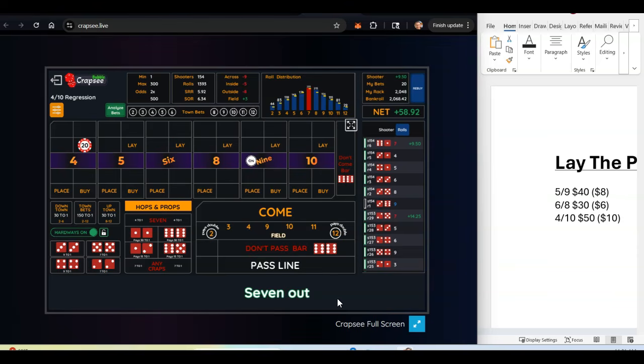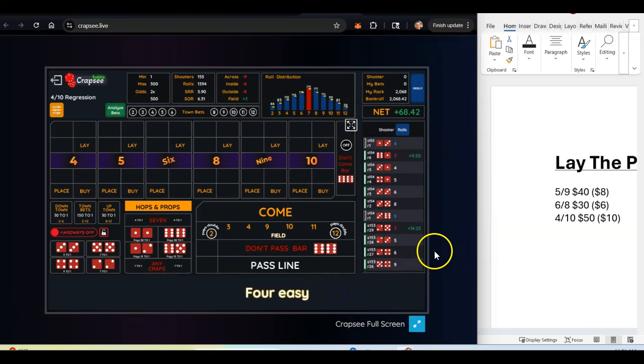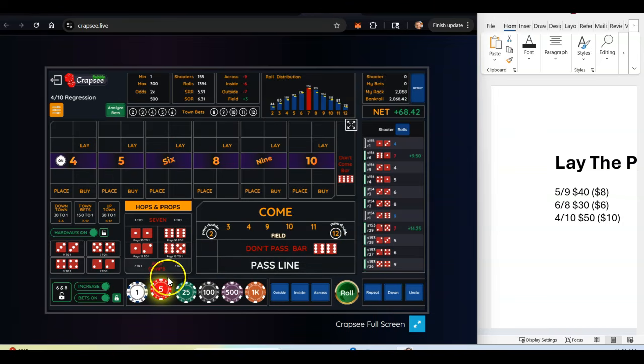Just like that. 7 out. There you go. All right. So we're bouncing on the outside numbers and using the math that says, I dare you to throw it again. And sometimes it'll do it. Okay? So we'll just keep going. 4 easy. All right. So we're back to the base bet now. On the 4, we're using a $10 base.